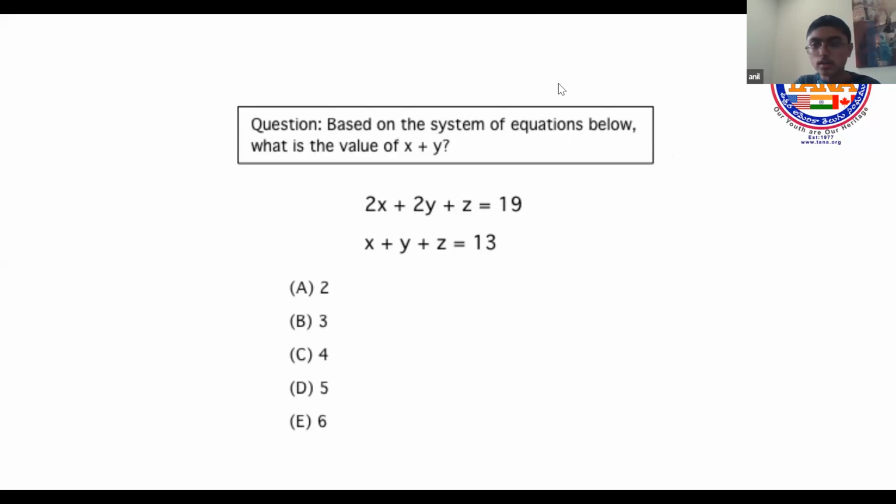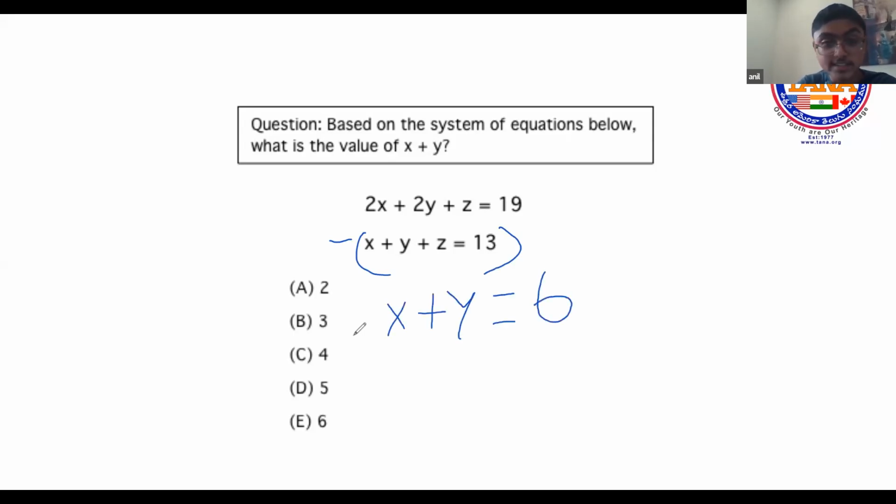All right, I'll solve it and then I'll answer any questions. So for this one, it's still elimination. Even though there is an extra variable, you can just subtract this entire thing. And this becomes x plus y equals 6. And that is by far the easiest way of getting it, since this is asking for x plus y. Therefore, you have your answer, 6.